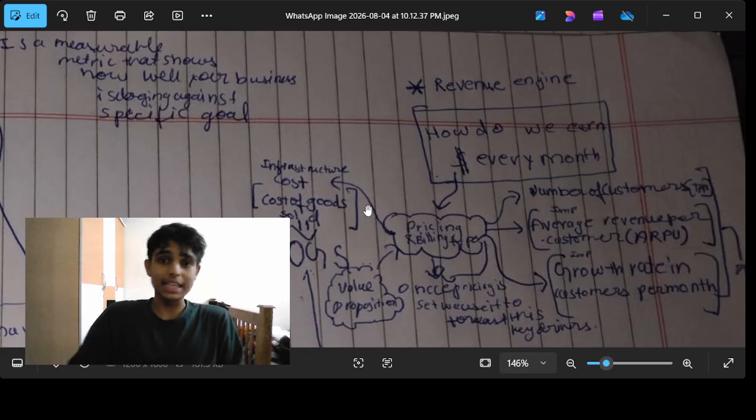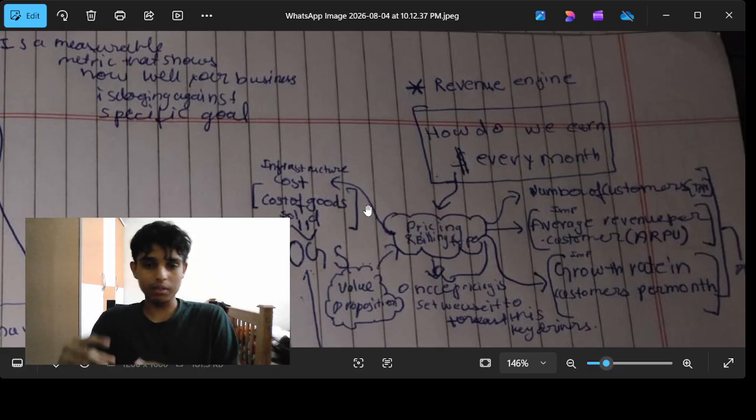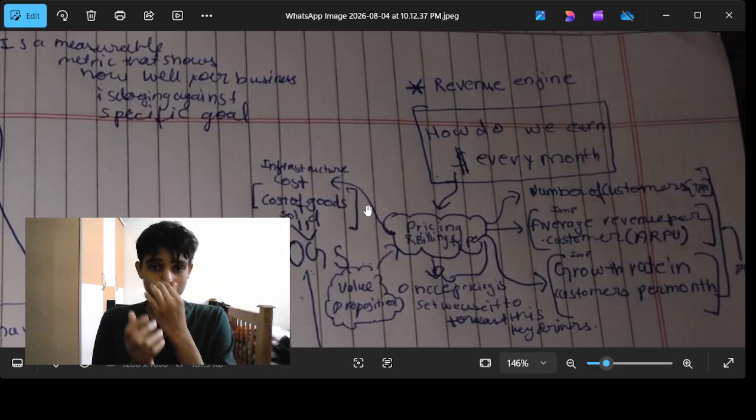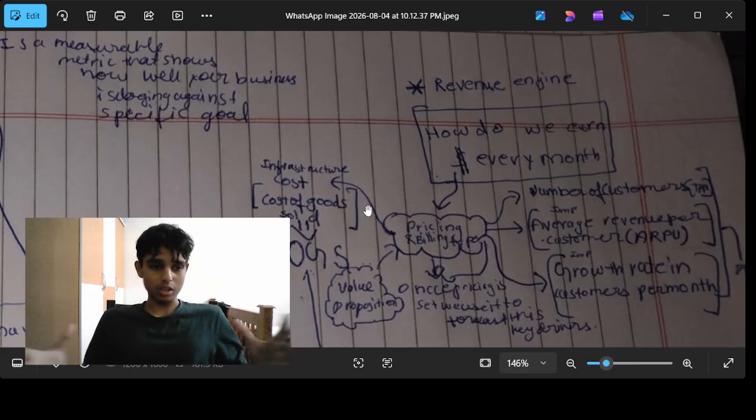Pricing and billing decides your revenue engine. So if you're e-commerce or SaaS, you provide some pricing, and billing type is basically whether it's going to be a subscription or a one-time purchase. If you're a service, it's a subscription. If you're just an e-commerce store selling one product, you sell the product one time.